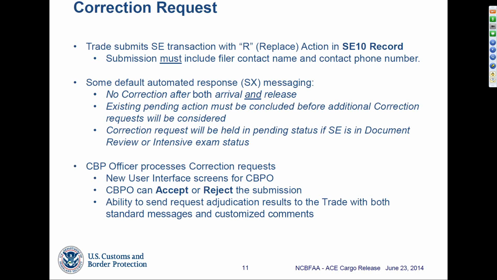And if the ACE entry, the SE transaction, is up for document review or intensive exam, some sort of hold, we will hold your request in pending status until that exam or review is completed. So again, if you transmit a week before it gets manifested, and the next day you say, oh, I need to add another tariff number, you can use the R replace action, and it's done. You submitted it, CBP runs it through targeting selectivity again, no problem.